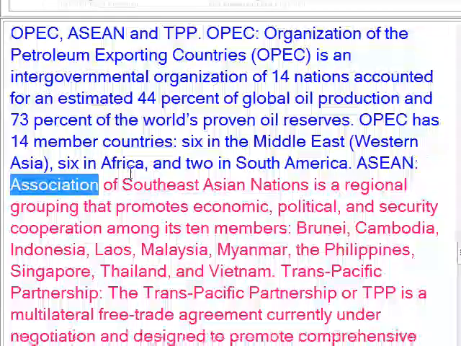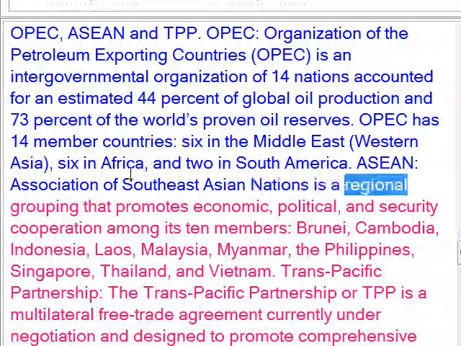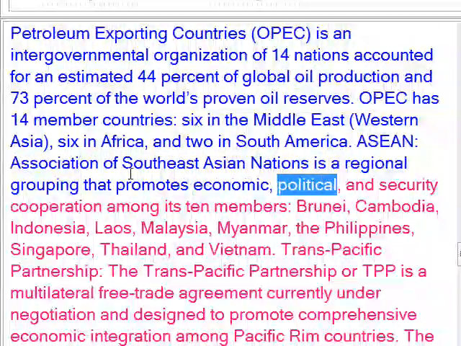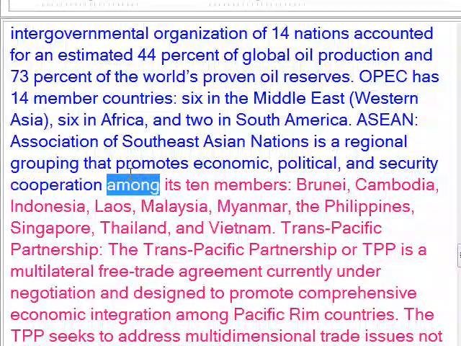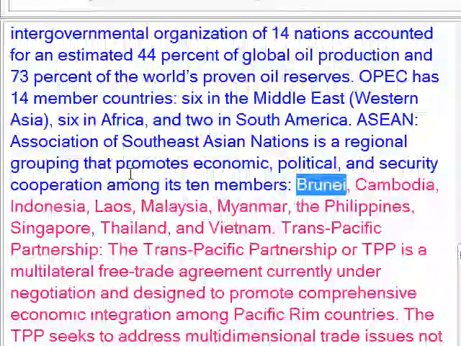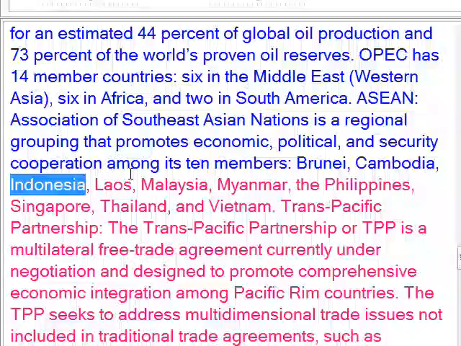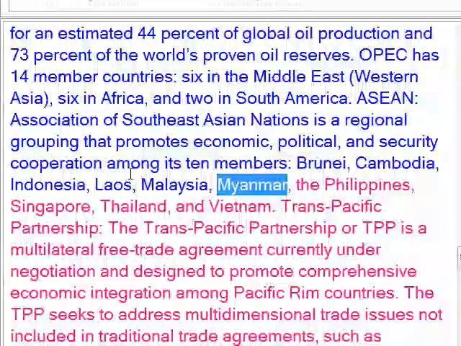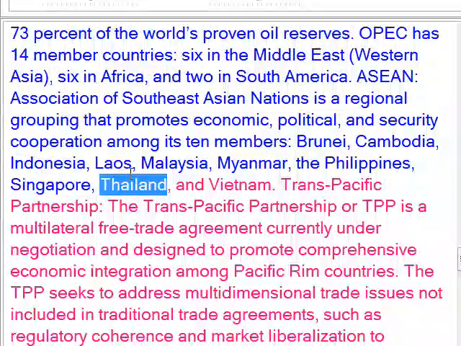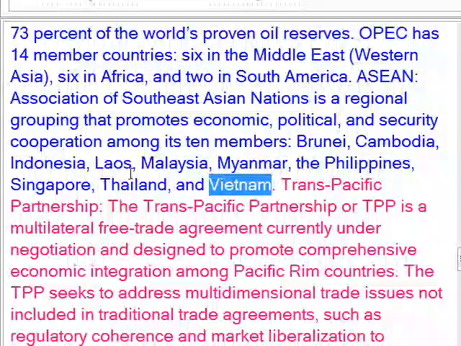ASEAN, Association of Southeast Asian Nations, is a regional grouping that promotes economic, political, and security cooperation among its 10 members: Brunei, Cambodia, Indonesia, Laos, Malaysia, Myanmar, the Philippines, Singapore, Thailand, and Vietnam.